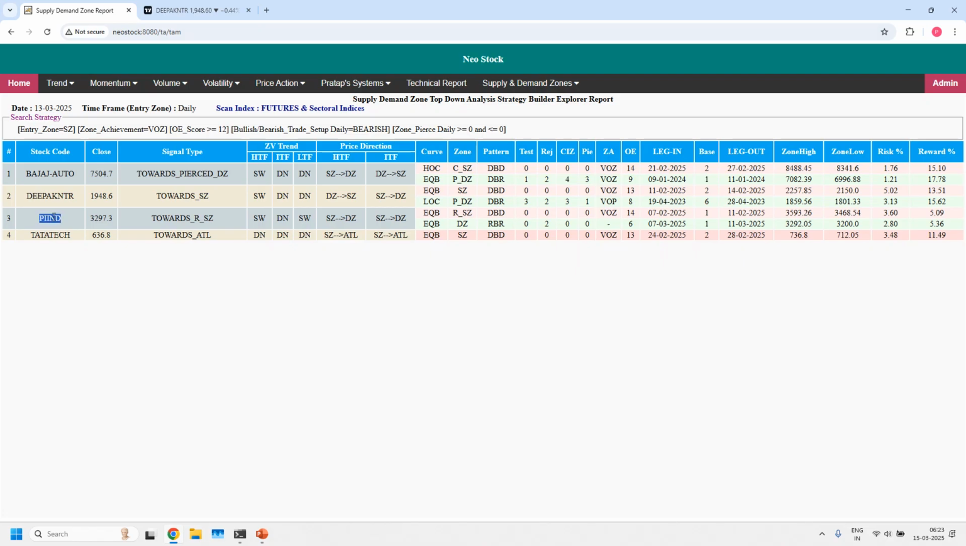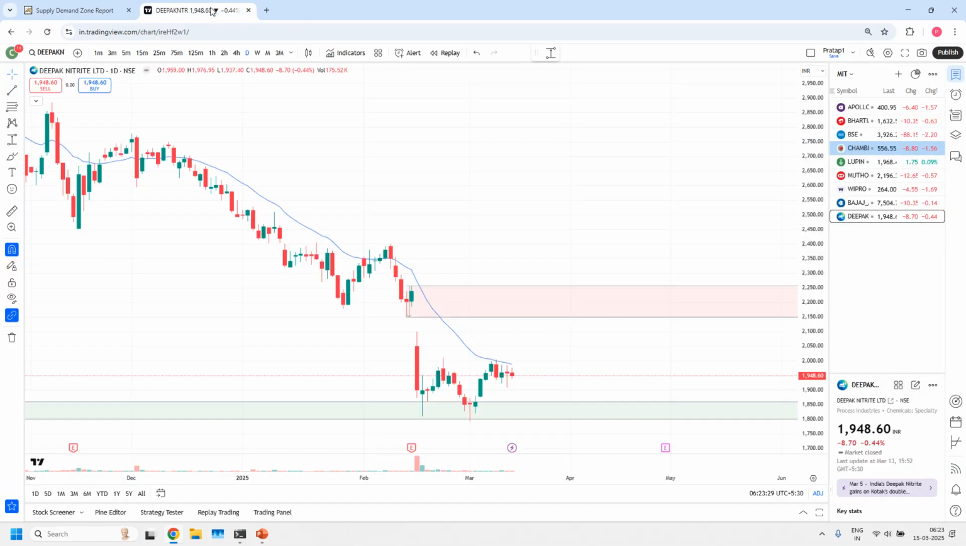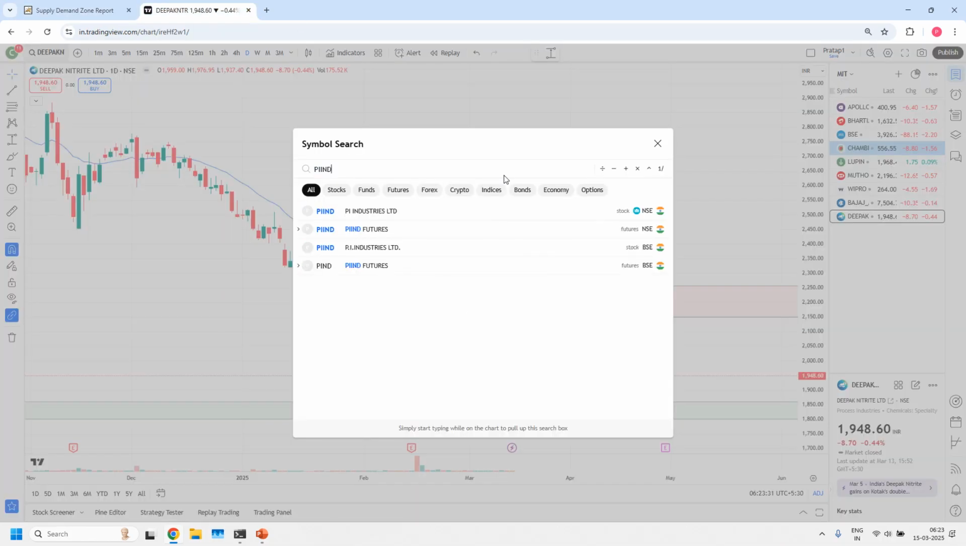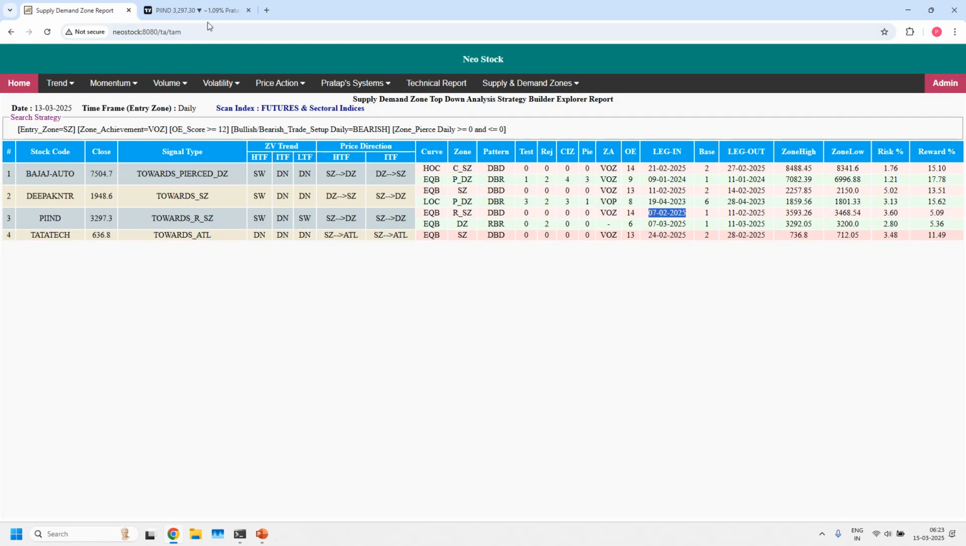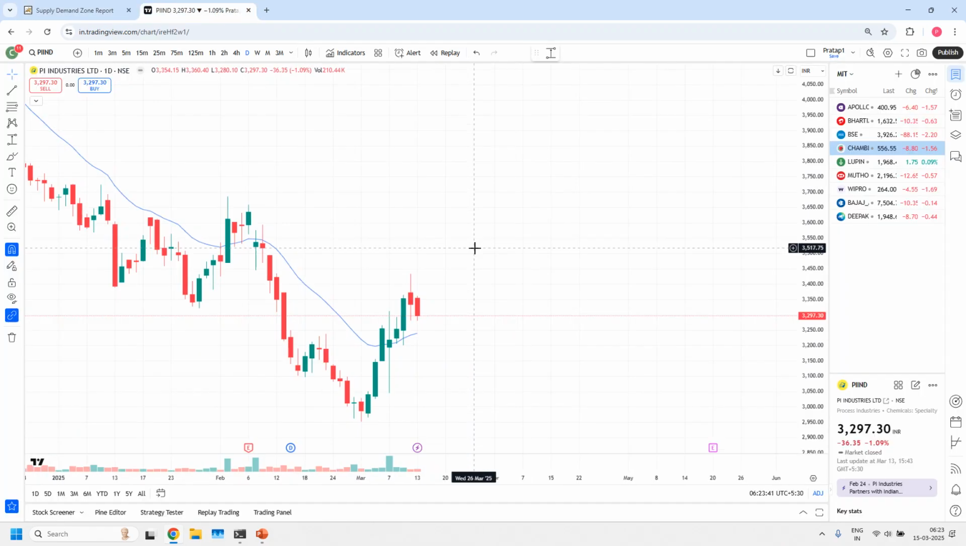Next one is Pidilite Industries. And this supply zone is also a high liquidity supply zone. When this zone is created: 7th February 2025, one base candle. February 7th. So this is the 7th February. But this is looking like a base candle, you may say, right?